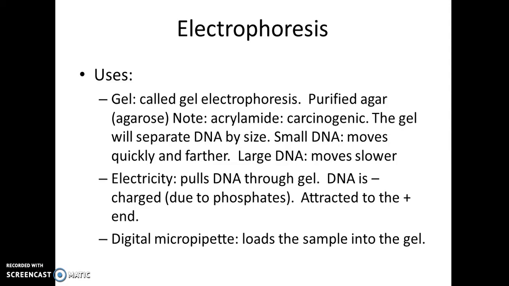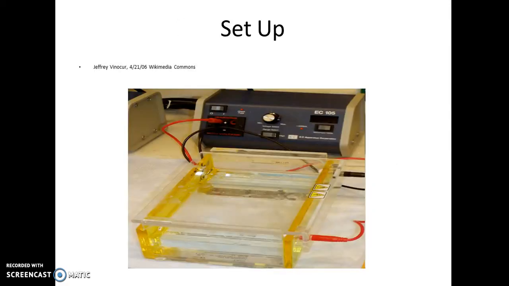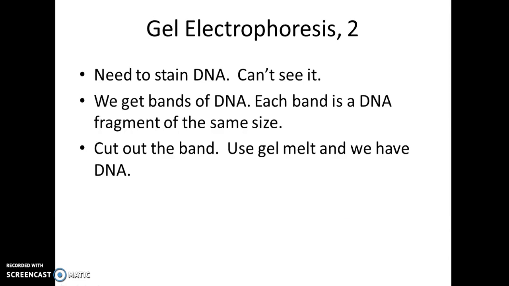How do we get the DNA into the gel? Well, we load it with something known as a digital micropipette, which we can use to load the DNA samples into the gel. And here's the setup. We have the power supply here, and we have an electrophoresis chamber here, negative, positive. Now, we're going to include a buffer solution in the DNA surrounding it so that it will conduct electricity and it will help prevent the DNA from denaturing.